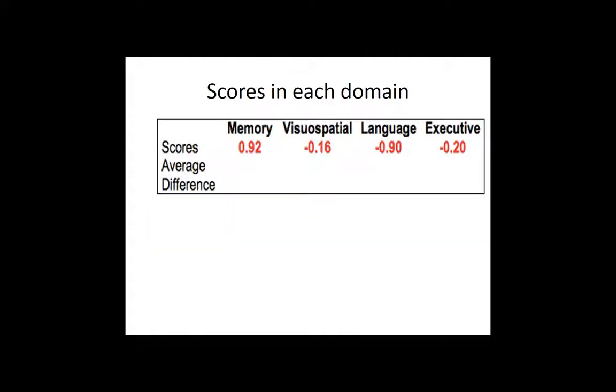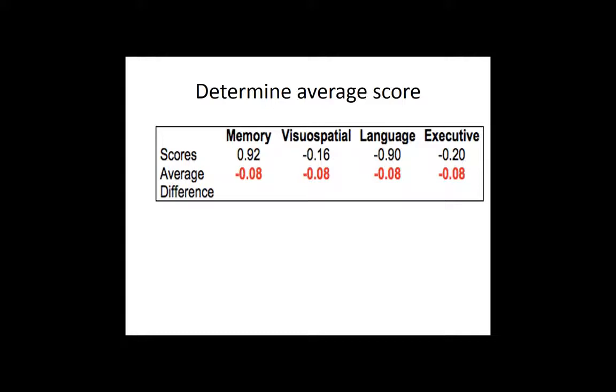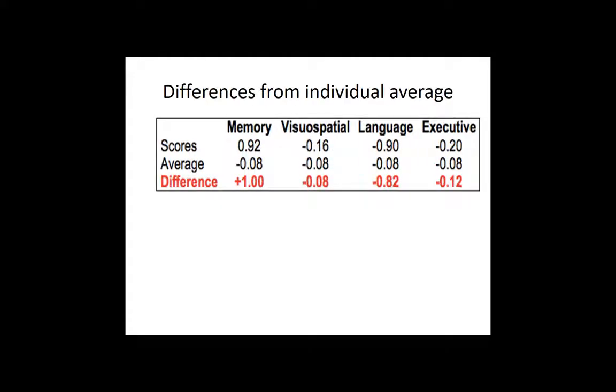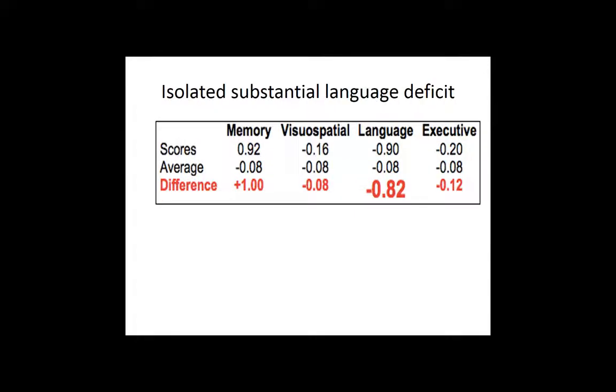And this is a real person from the ACT study who didn't actually have Alzheimer's disease but was evaluated with the same tests in the same way by the same people. Here are their scores for memory, visual spatial, language, and executive functioning. They have an average score of negative 0.08. You just take the differences, and those are the differences. And out of this pops this language deficit that's quite substantial. It's quite a lot lower than their average score across the other domains.